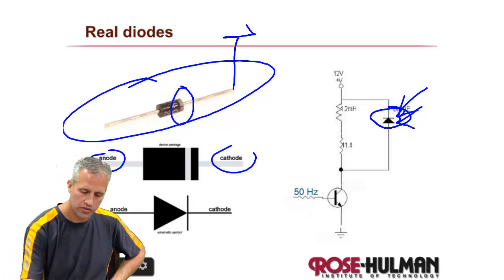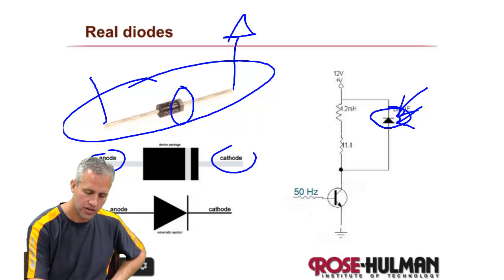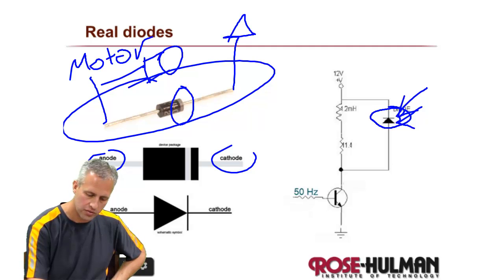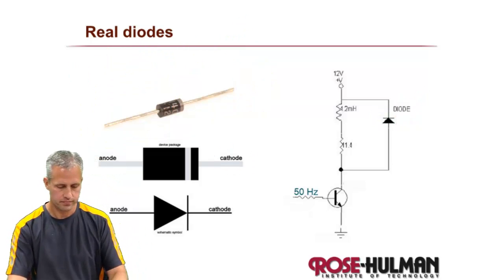So this end will always go to power, and then this end will go to the other end of the motor. And if you think about it, those are the same places the motor gets plugged in at, right? So it goes like that. And then down here you'll have your transistor, which will go to ground. So that's kind of the idea.